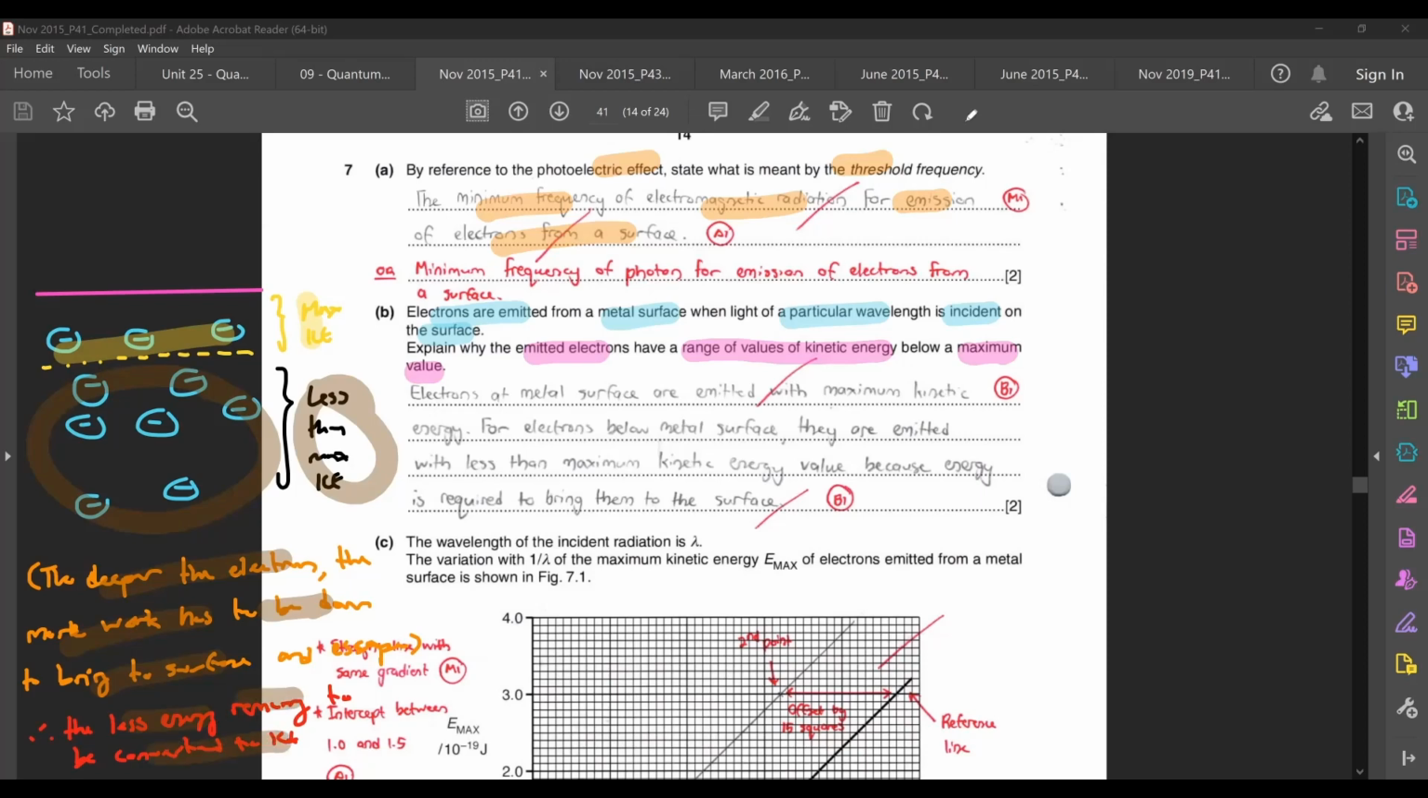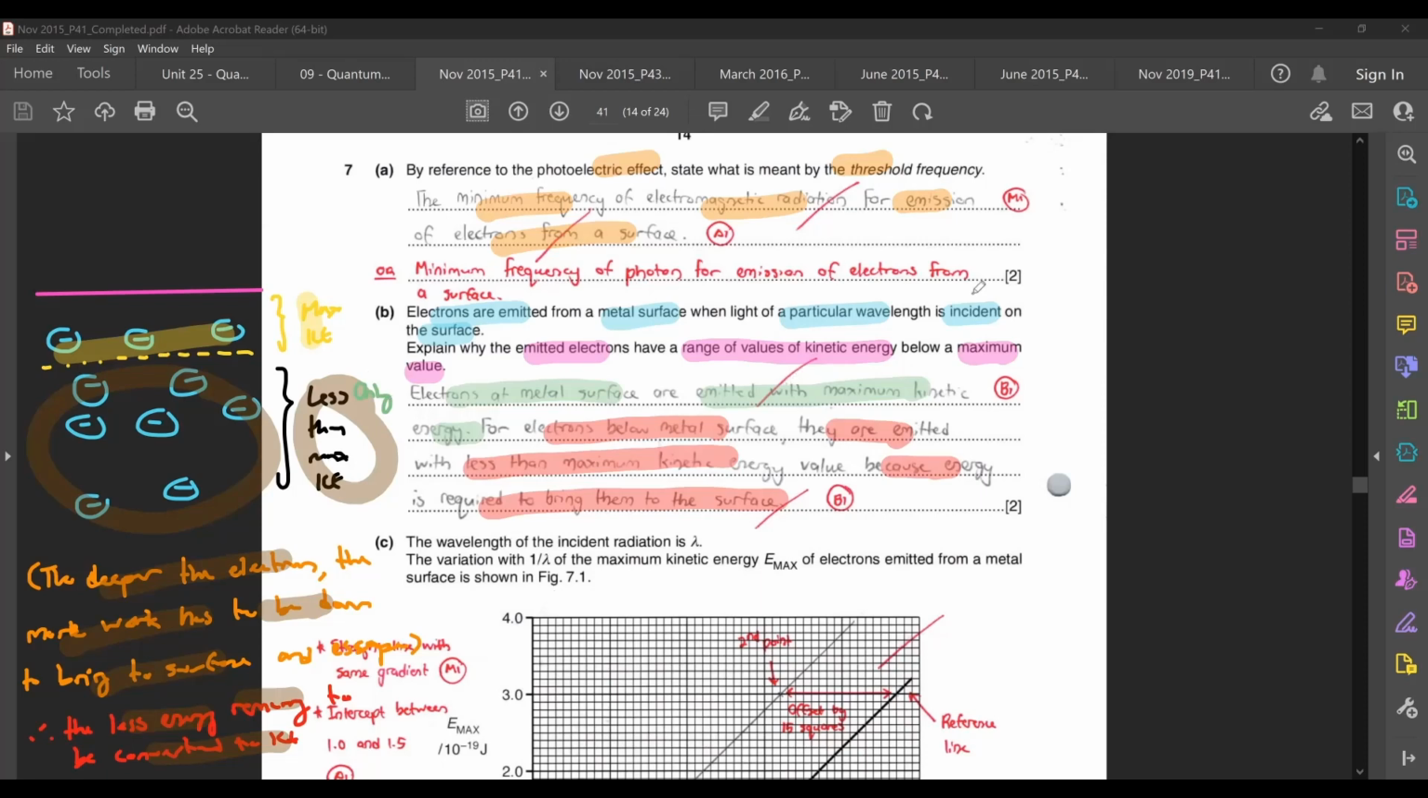So how you want to translate it as your answer here, you write something like this. Maybe it's better if I just add something here. You can probably just say this. Only electrons at metal surface are emitted with maximum KE. For electrons below the metal surface, they are actually emitted with less than maximum KE because energy is required to bring them to the surface. This will explain why you would have a range of KE values.